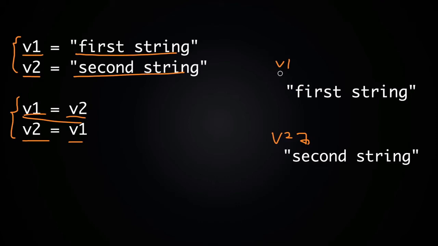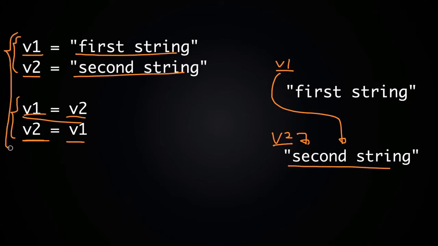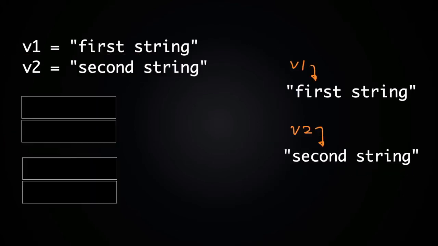to whatever v2 refers to, of course, which is second string. And then when we write v2 equals v1, v2 will now refer to what v1 refers to now, which is second string. So at the end of these lines of code, we'll have v1 and v2 both referring to second string, which is not what we want. Let's now see what a good solution might look like.